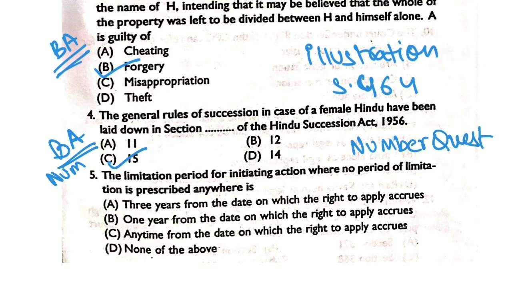Now question 5. Limitation period for initiating action where no period of limitation is prescribed. The answer is A, 3 years from the date on which the right to apply accrues. This is also a bare act based question, as you can see. You know the bare act, you know this question.